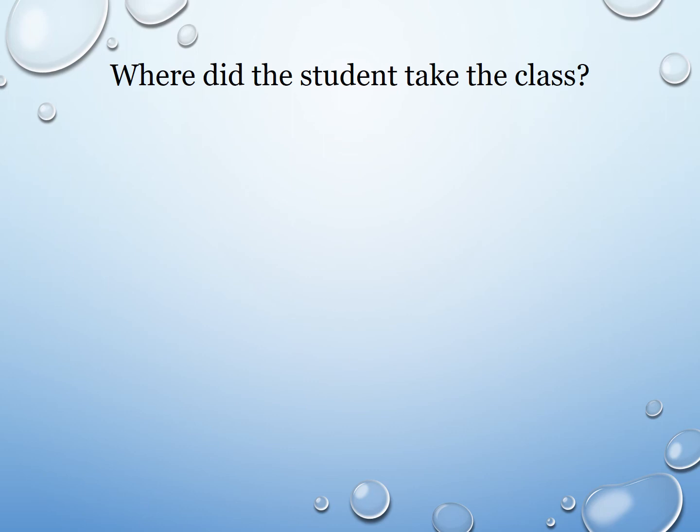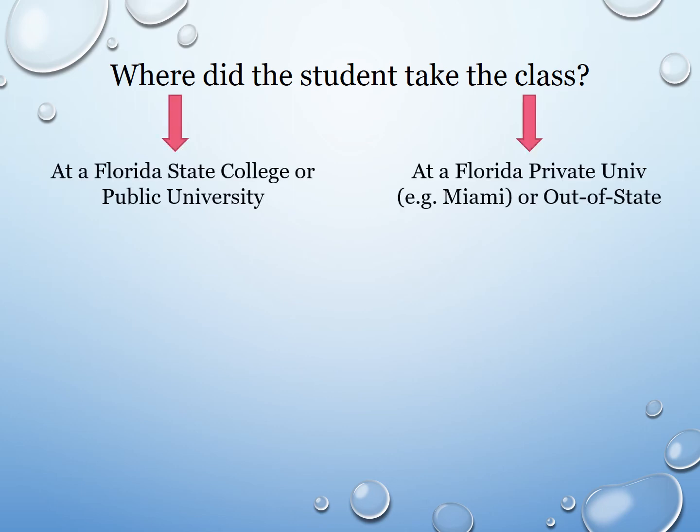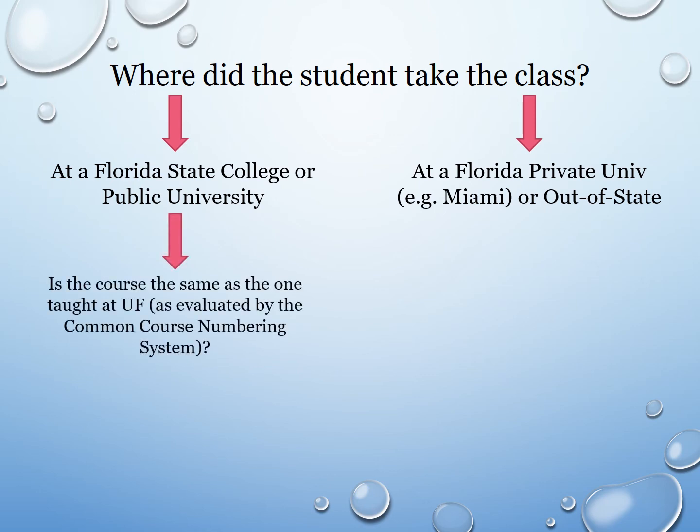So let's actually walk through this and see where this takes us. Again, I'm a visual aid person. I want to walk us through the possibilities of how this would work if you were working with a student. So if you have a student preview, the first thing that you're going to check on the prep sheet is, where did the student take the class, right? If they took it at a Florida state college or public university, that's going to be on the left side. We're going to follow that track for a second.